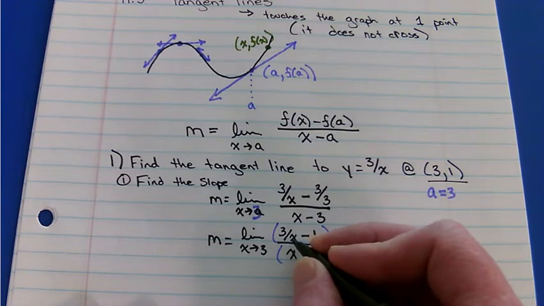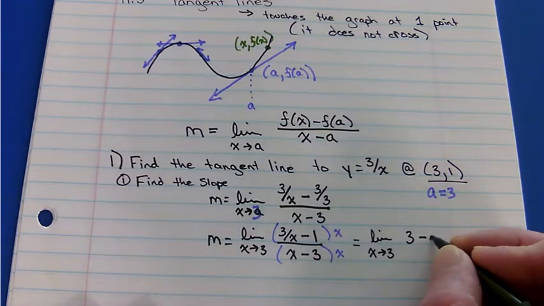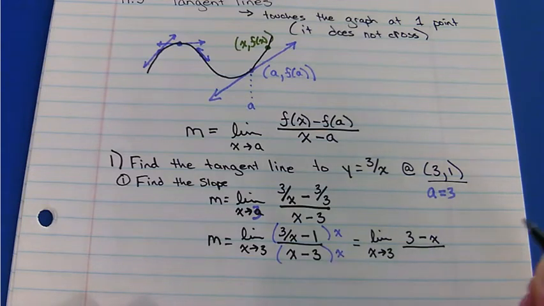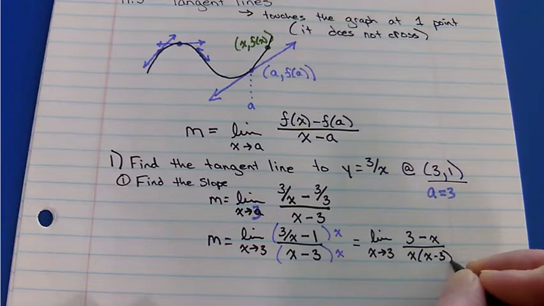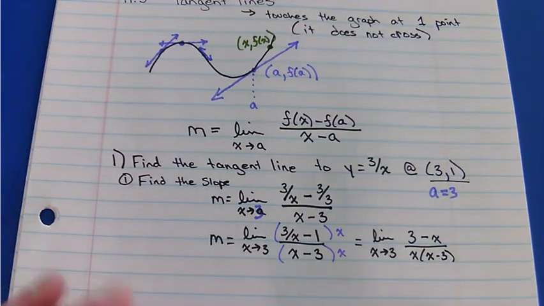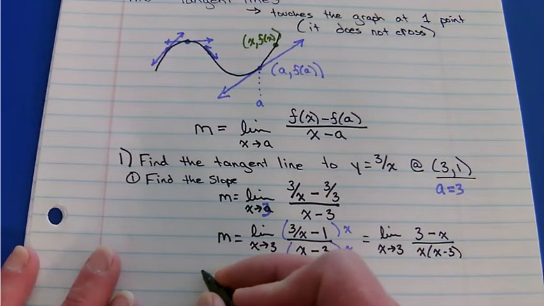So 3 over x times x would give me a 3 minus 1 times x, which is x, over... I am not going to distribute that, and I'll tell you why. 3 minus x is almost like x minus 3. It's just here the x is negative and 3 is positive, and then they're switched here. So there's a little trick we can do.